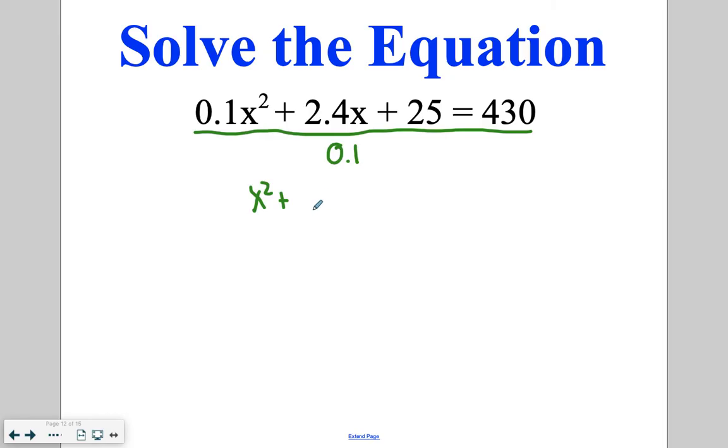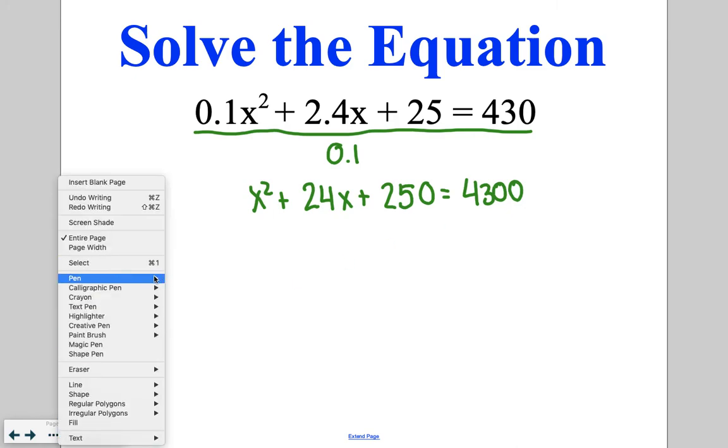Then you have 2.4 divided by 0.1, which is going to give you 24x. Then you have 25 divided by 0.1, which is going to be 250. And then you have 430 divided by 0.1, which is going to give you 4,300. So if there's something in front of x squared, you need to get rid of that first by dividing everything by that value. Then we can keep going.